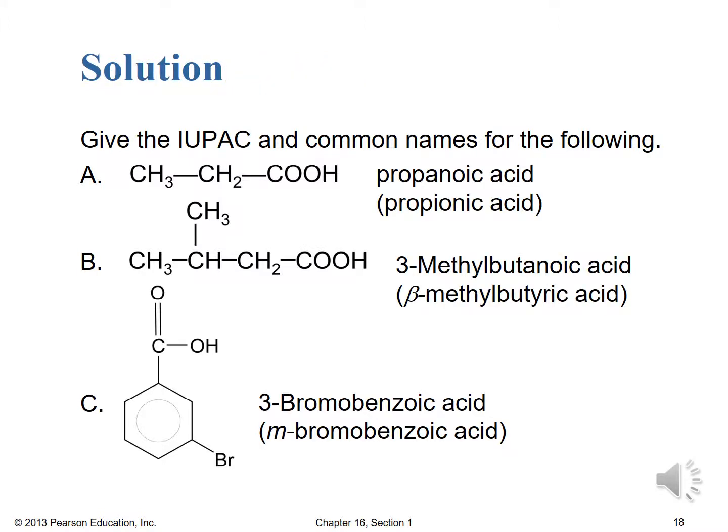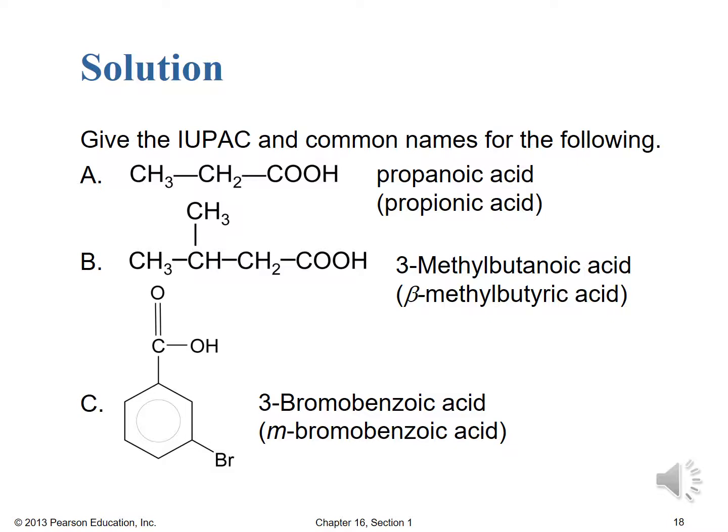Okay, and there we have it. For A, it's just a simple straight chain alkane, 3 carbons, so it's a propanoic acid by IUPAC naming. Notice we don't put the 1 because it has to be carbon 1 that is the carboxylic acid group, so propanoic acid in the IUPAC nomenclature and propionic acid in the common naming scheme. So close but not quite the same between the IUPAC and common for a 3-carbon carboxylic acid.